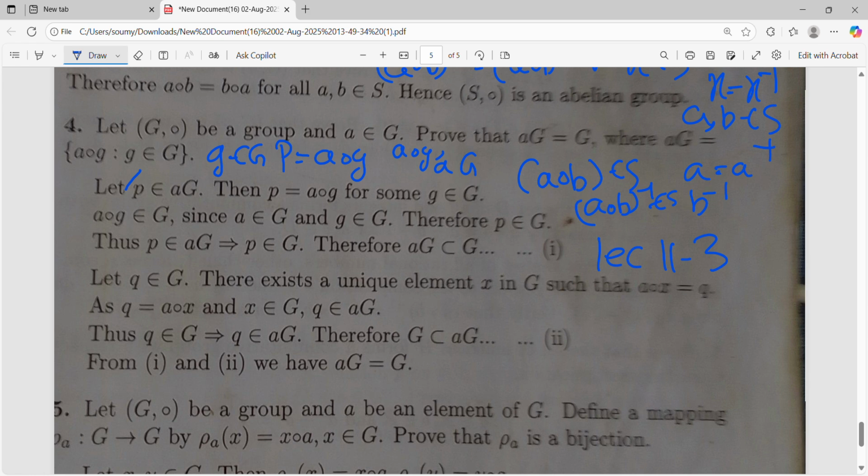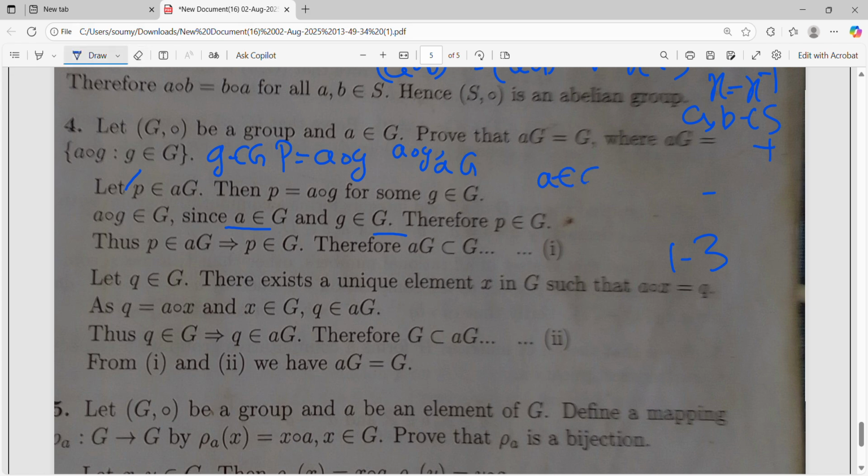Since a belongs to G and g belongs to G, and G is a group, first let me erase these things, then we'll have some place to write. We have a belongs to G and g belongs to G, and G is a group. So under the binary operation, obviously a compose g equals p belongs to G. So p belongs to aG implies p belongs to G. Therefore aG is obviously a subset of G.